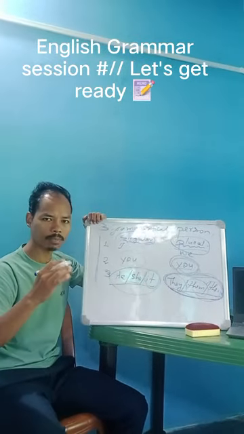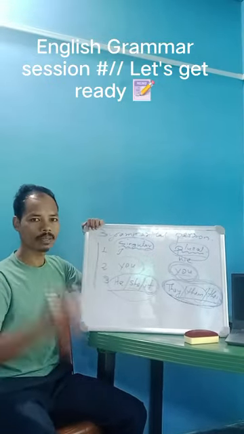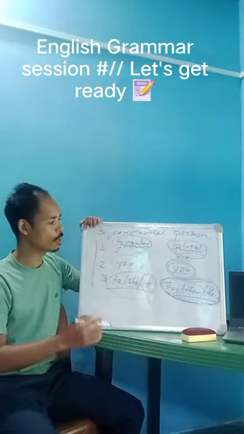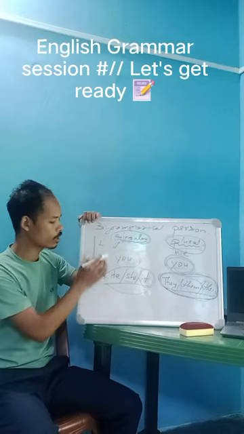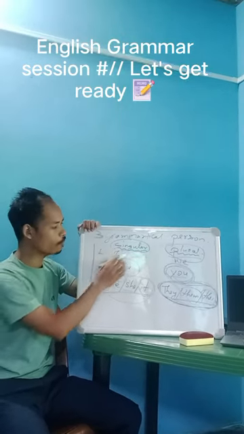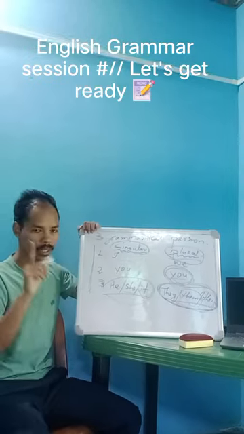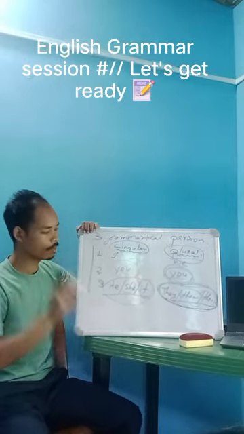How many grammatical persons are there in English grammar? There are 3 grammatical persons in English grammar. It is divided into 3: 1, 2, 3. In each section we have singular and plural. Please understand this, remember this, and keep it in your mind.